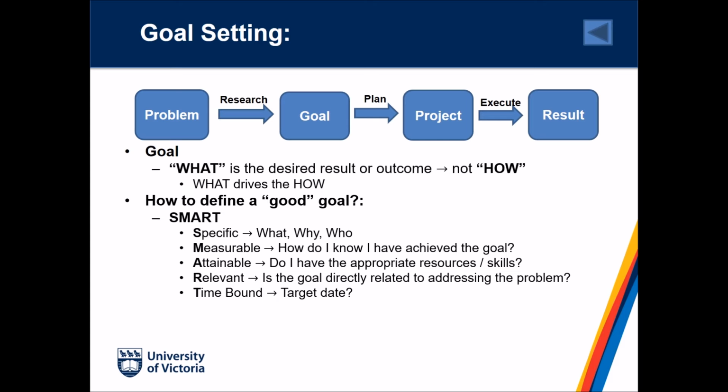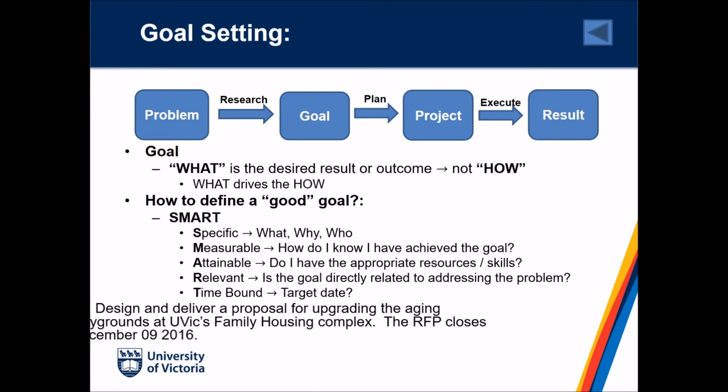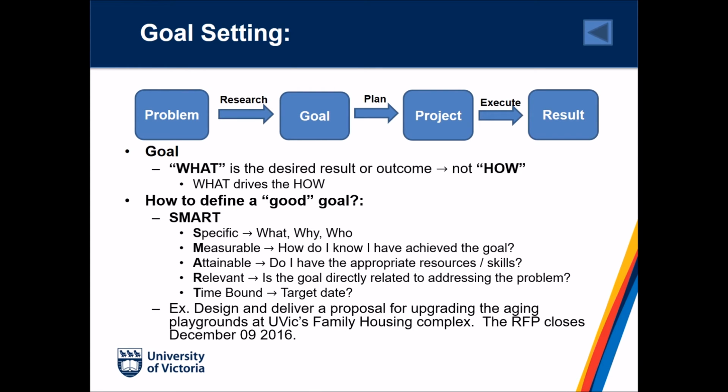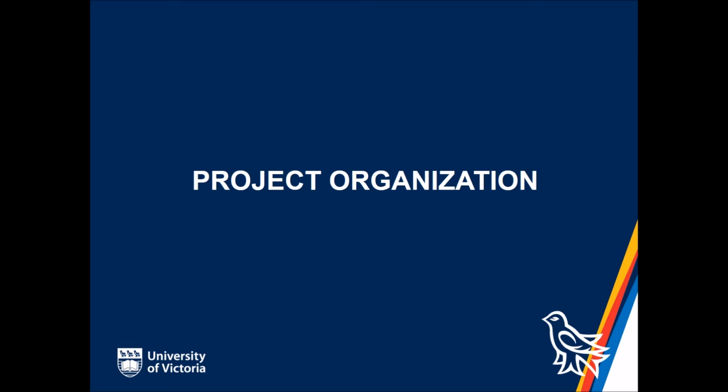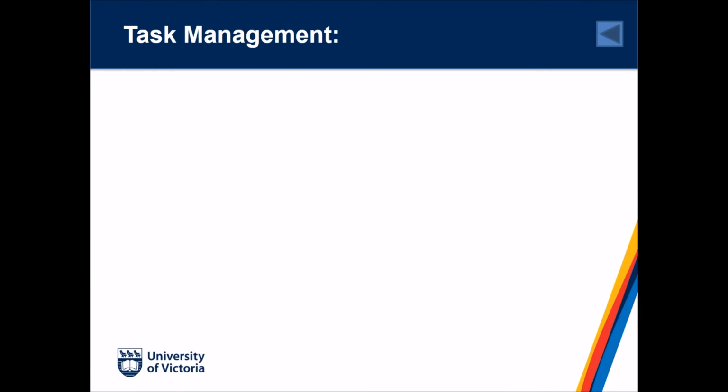is good. An example of a SMART goal is design and deliver a proposal for upgrading the aging playgrounds at the University of Victoria's Family Housing Complex. The request for proposal closes December 9th, 2016. Now that we've defined a SMART goal, we may proceed with building our project timeline.